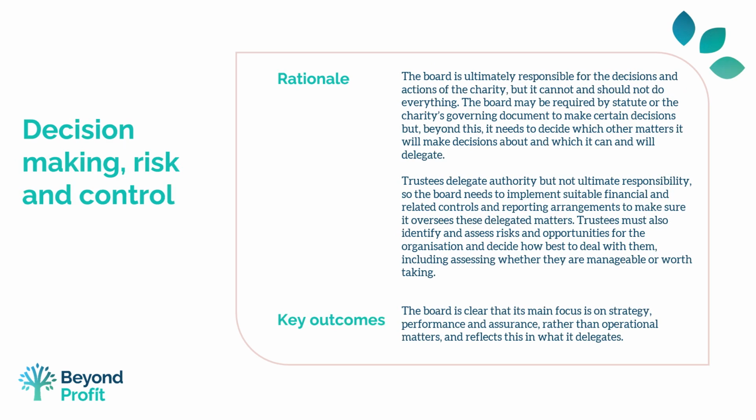Decision-making, risk and control: the board is ultimately responsible for the decisions and actions of the charity, but it cannot and should not do everything. So this is around delegation of action, but not necessarily responsibility. For example, senior managers prepare an annual budget which the trustees approve, and then trustees monitor against this.